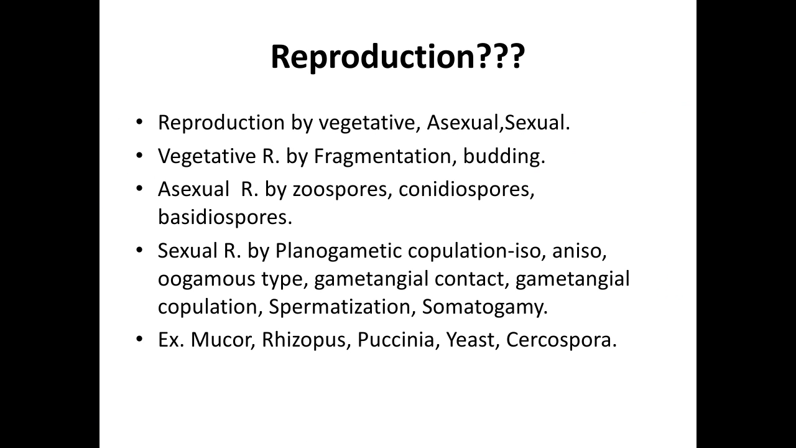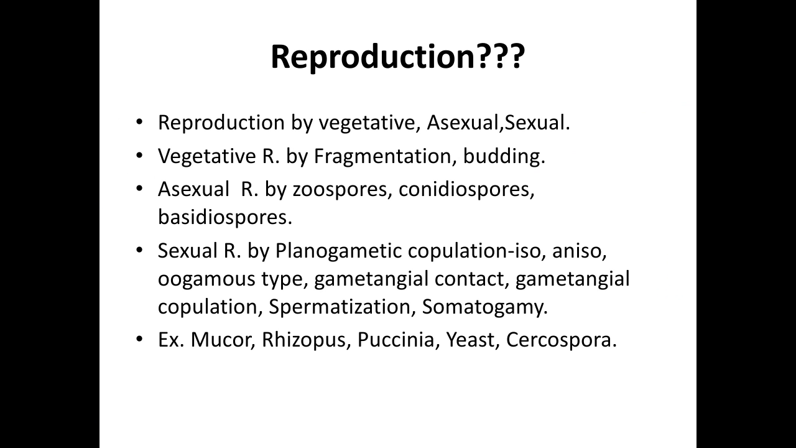Then budding. This type of vegetative reproduction is commonly observed in Saccharomyces cerevisiae, commonly known as yeast. In yeast, the mother or parent cell forms a protrusion or small outgrowth. Then the division of the nucleus takes place, karyokinesis, cytokinesis, and at the end the protrusion or outgrowth detaches from the parent cell and develops into a new individual. Such reproduction is known as the budding method in yeast.